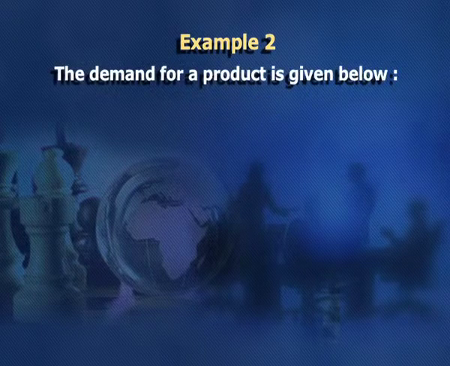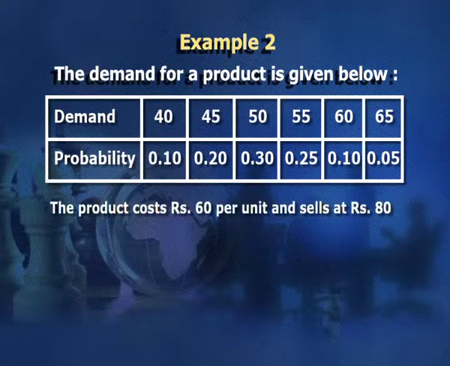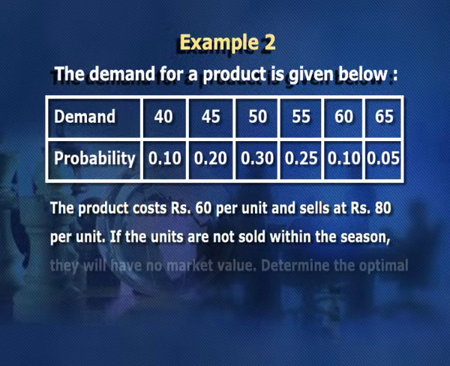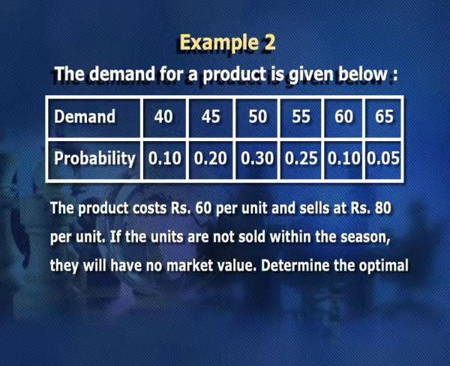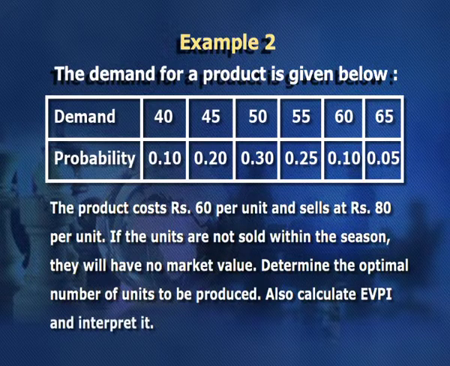The demand for a product is given below. The different demand values are 40, 45, 50, 55, 60 and 65 with their corresponding probabilities. The product costs rupees 60 per unit and sells at rupees 80 per unit. If the units are not sold within the season, they will have no market value. The question is now, determine the optimal number of units to be produced. Also calculate EVPI and interpret it.